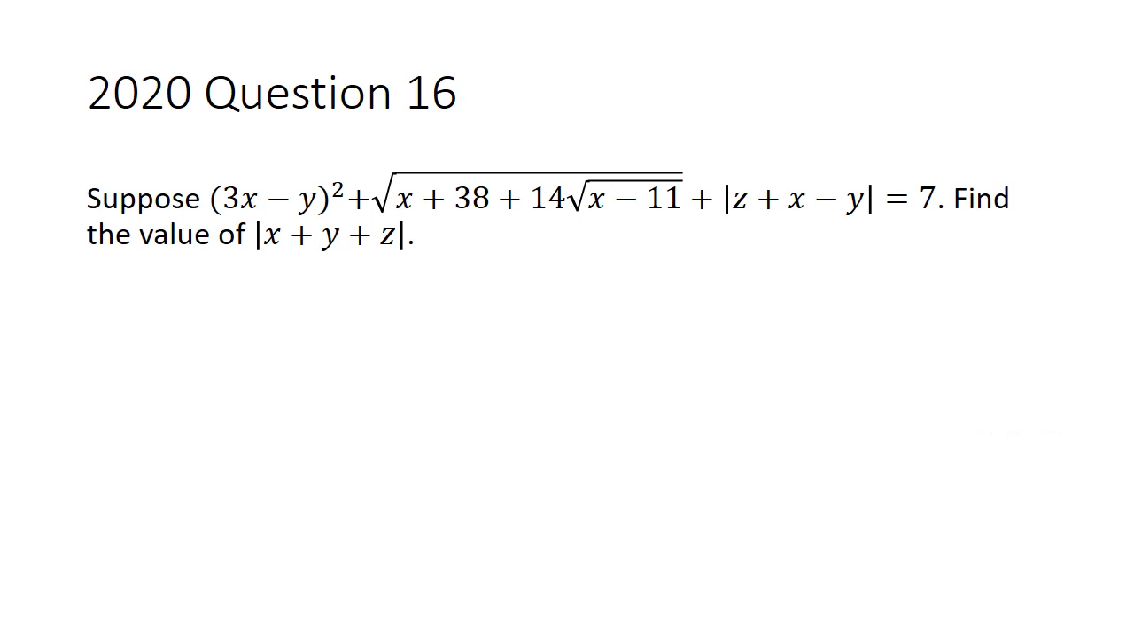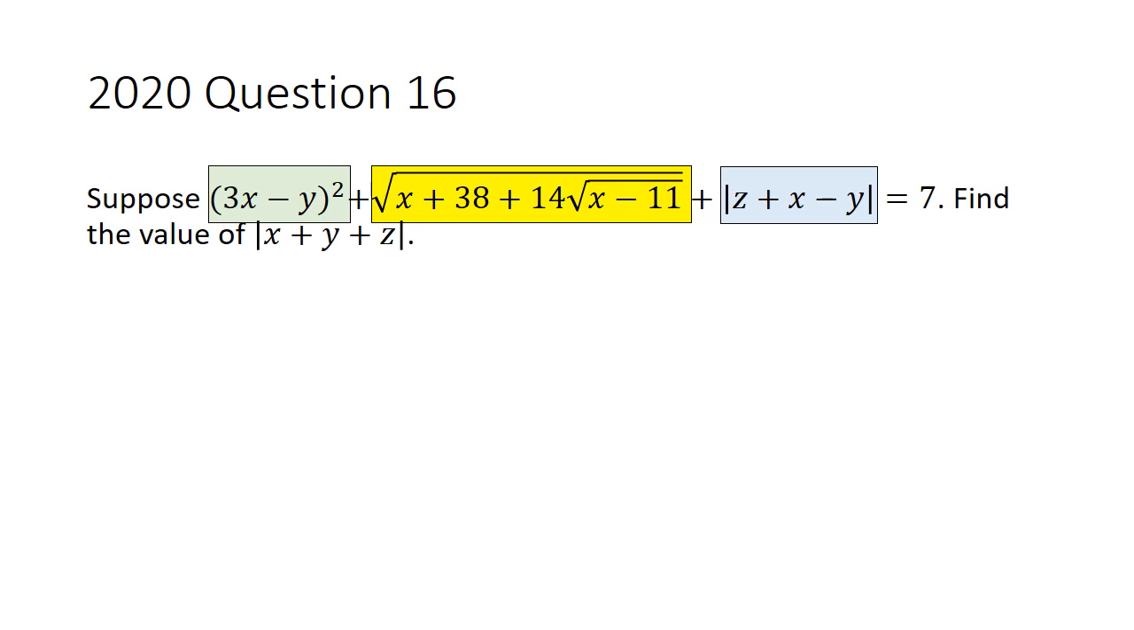So to solve this question, I'm going to divide the function on the left-hand side into three separate functions: the square, the surd, and the modulus. And I want you to also recall that all squares are non-negative. The smallest a square can be is 0. Surds are also non-negative, and modulus are non-negative as well. So the smallest each of these three boxes can be is 0.